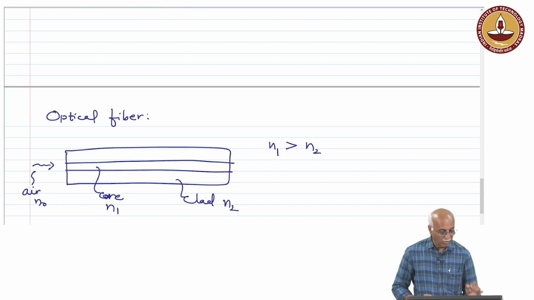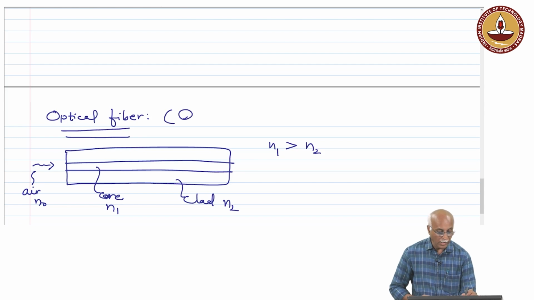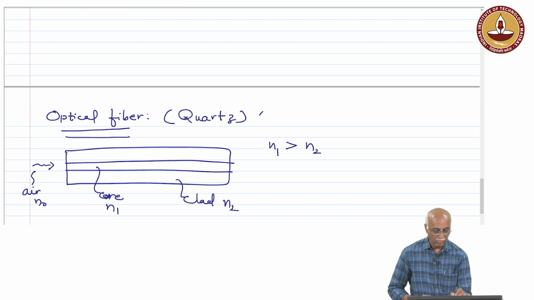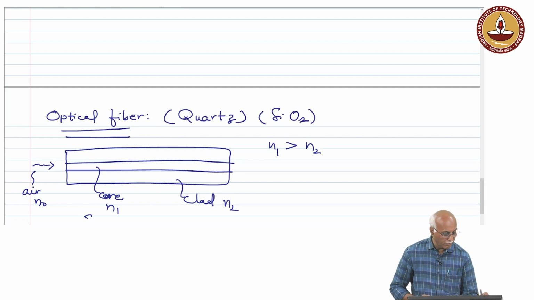Now, in general in an optical fiber, we use quartz based optical fiber, or SiO2. The core will have a different refractive index. How is it possible? By doping with germanium oxide, GeO2. It is a doping of a very small amount.